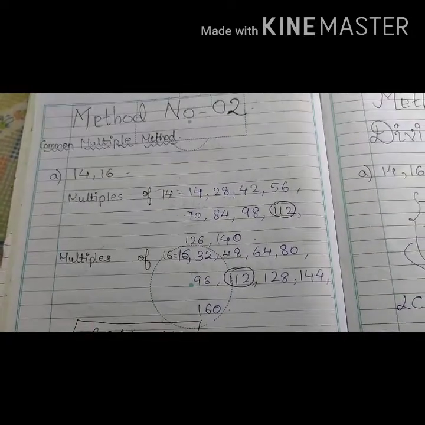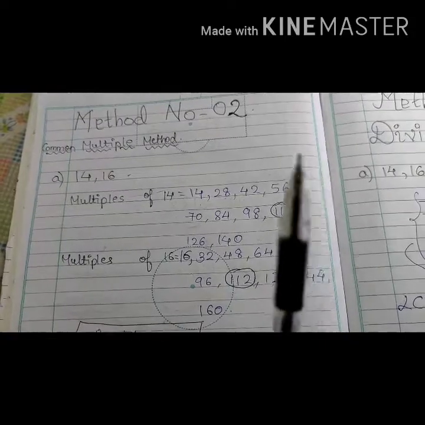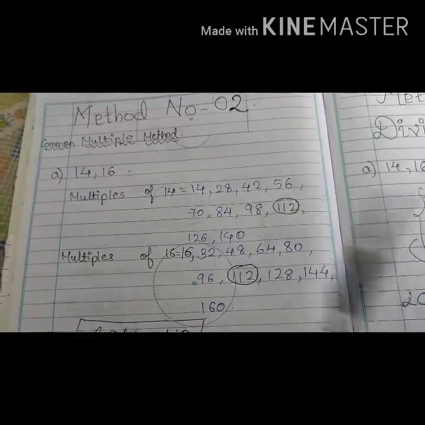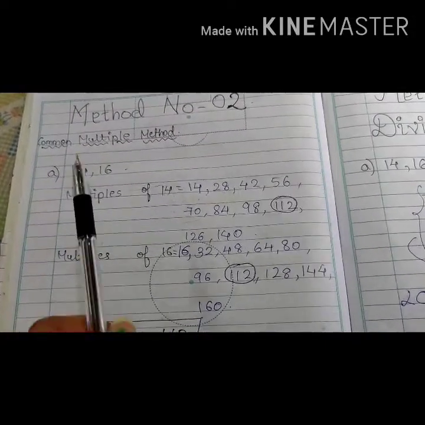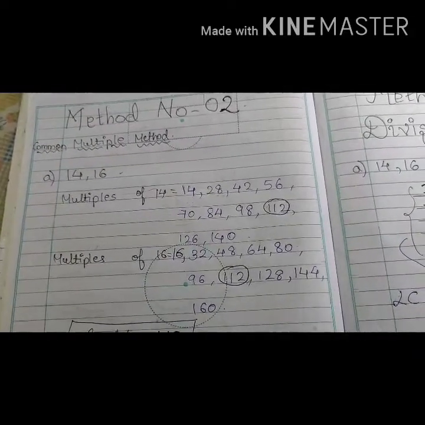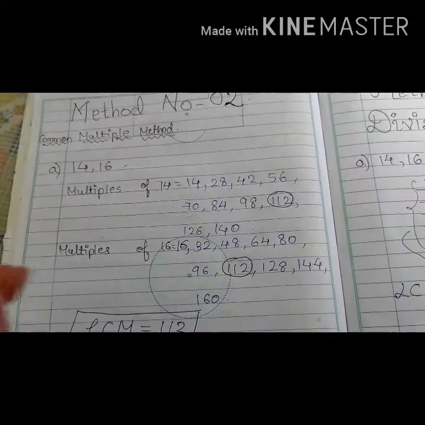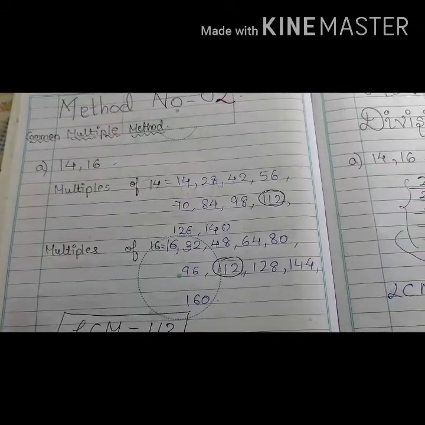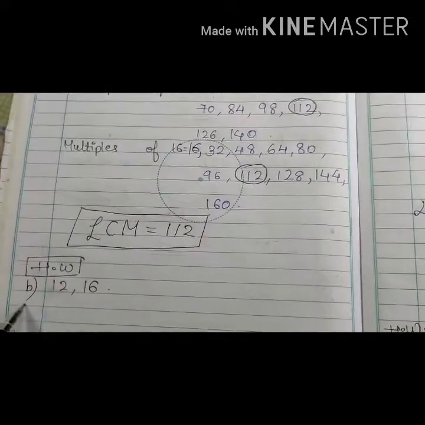If no particular method is mentioned in the question, and it is just written find the LCM of 14 and 16, then you will be doing this. If a particular method is given, then you have to solve by that particular method. This is your homework.